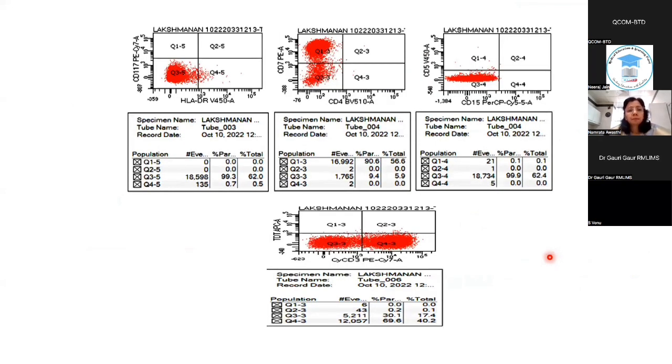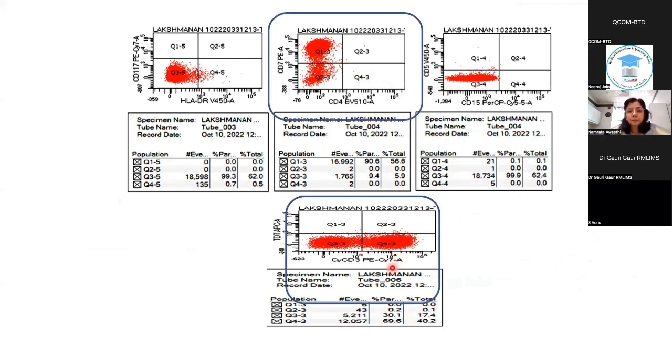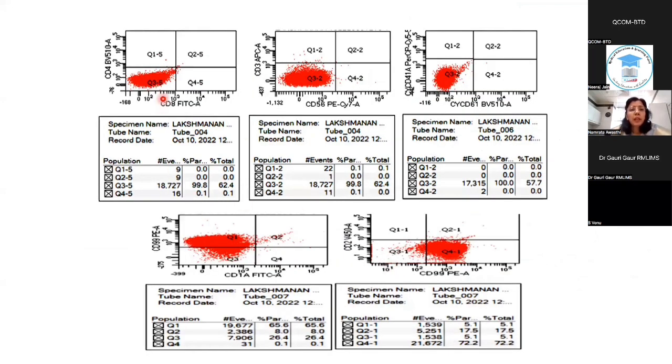Then HLA-DR, CD1 and CD7 are absent. CD7 is expressed, which is a T cell marker. CD4 is negative. CD5 and CD15 are negative. Again, cytoplasmic CD3 is positive here. CD4 and CD8 are both negative. Surface CD3 and CD56 are negative. The megakaryocytic markers are negative. CD99 is positive, but CD1A is negative.